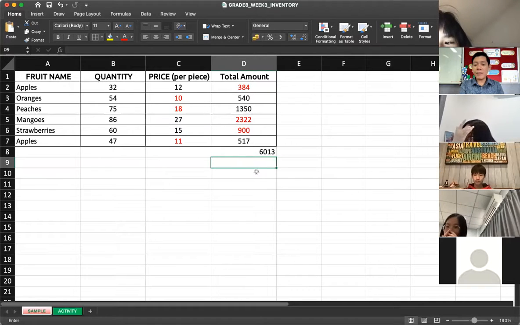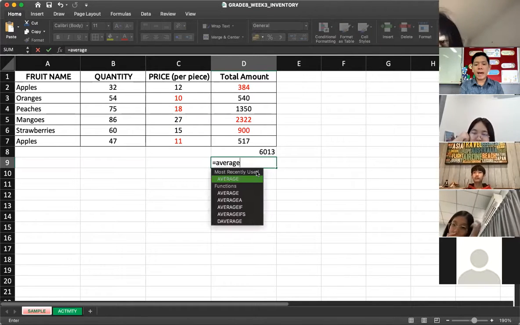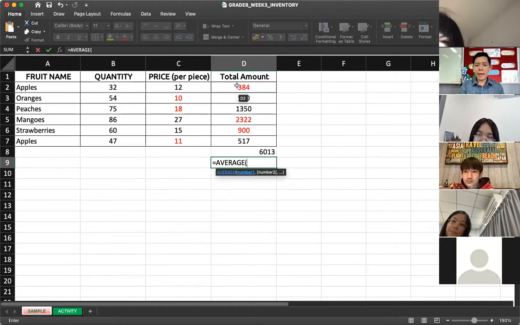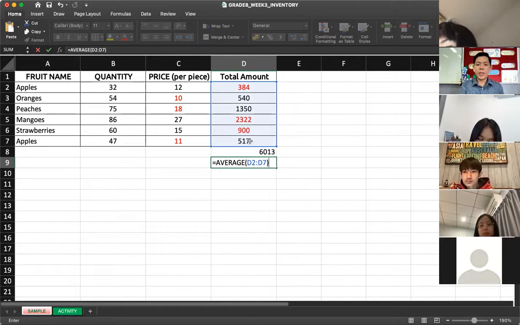Okay, so to get the average of the students, all you need to do is use the average formula. There is an average formula in Excel, and then after that, it will get the average. Okay, after you select the cells that you want to include in your equation.